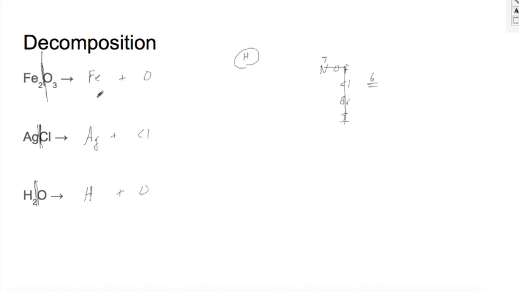So if we look at an element like iron, which is not one of the 7 diatomics, it stays the way it is. Oxygen, since it is one of the 7 diatomics, becomes O2. Silver, not on the list. Chlorine is on the list. Cl2. Hydrogen on the list. Oxygen on the list. So again, when you have an element by itself, you don't think about charges. Instead, you ask yourself, is it one of the 7 diatomics?